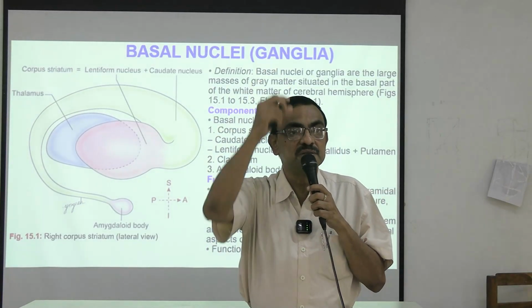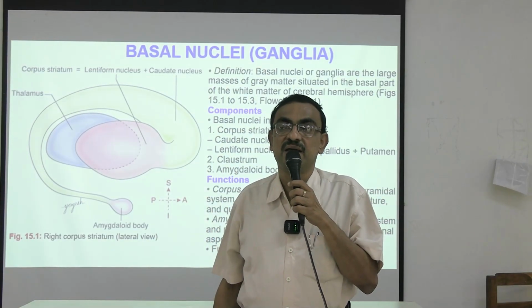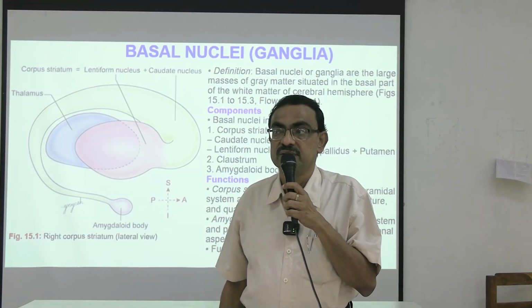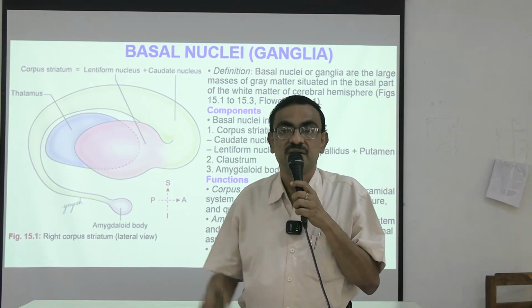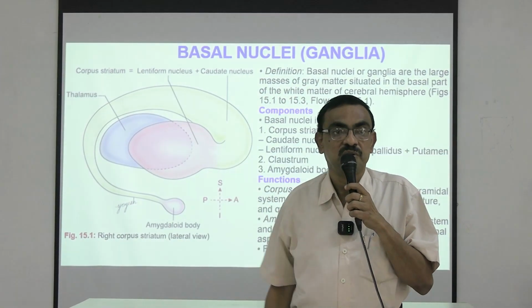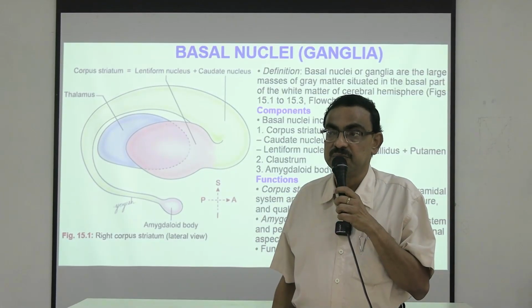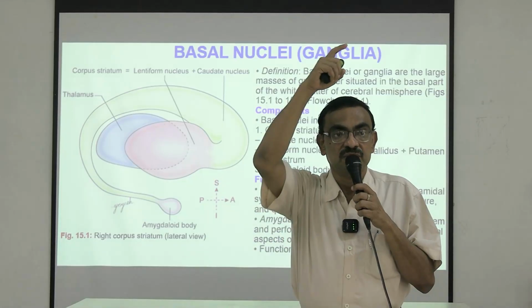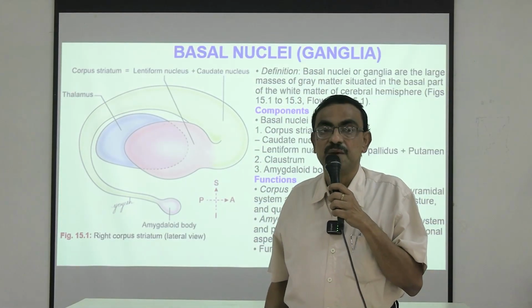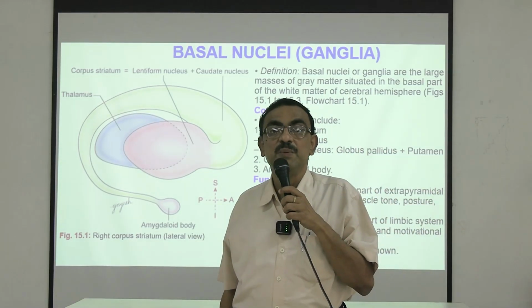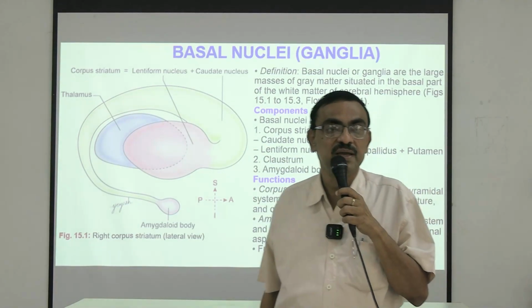And projection fibers, that means they arise from the cortex and go down, and they terminate as corticonuclear. That means from the cortex to the respective cranial nerve nuclei or other nuclei, and to the spinal cord. That means corticospinal. We know the pyramidal tracts we have learned in physiology.